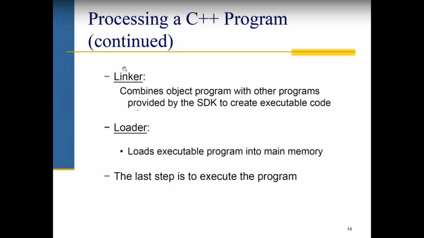It continues in here. We have a linker. So pay attention, this is a Section A question. A linker combines the object program with other programs provided by the software development kit to create executable code. At the moment you write your code in the file, it becomes just a normal file, an object file, right? But for it to be converted into an executable, it needs a linker.